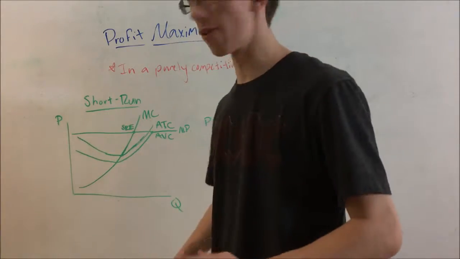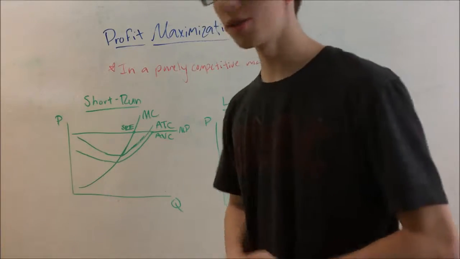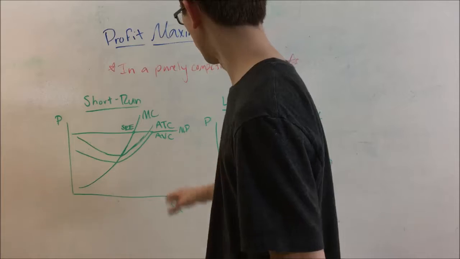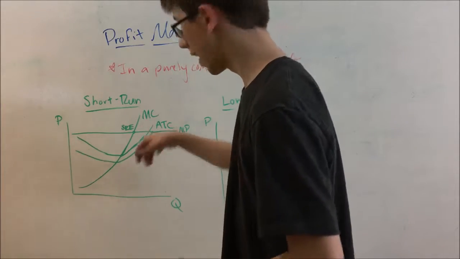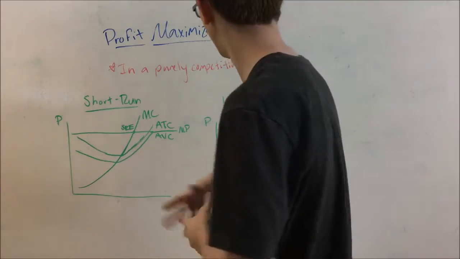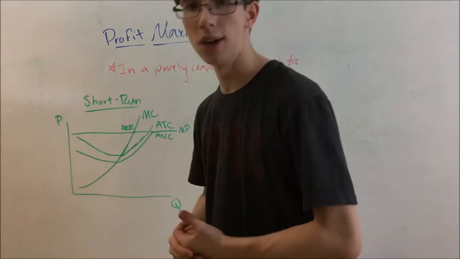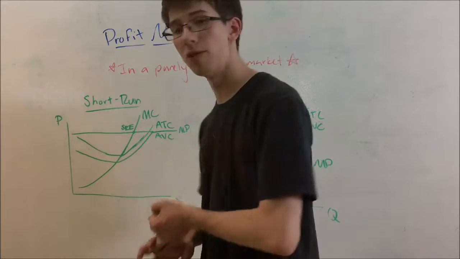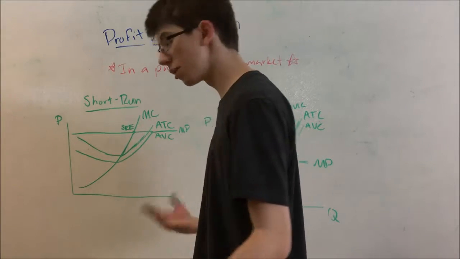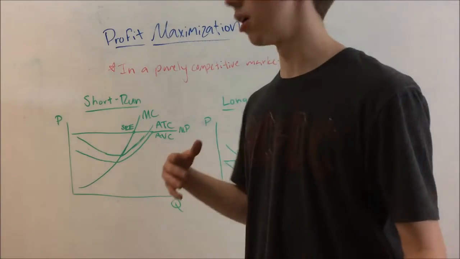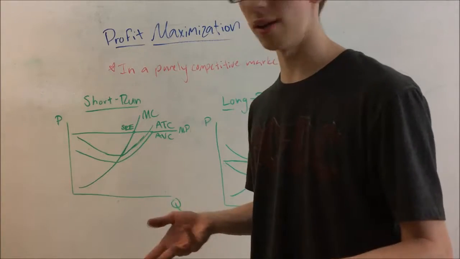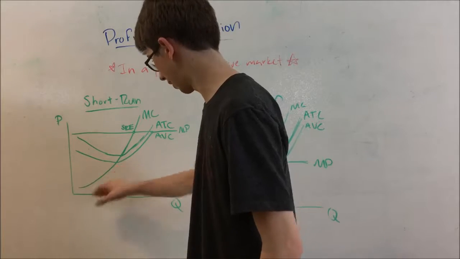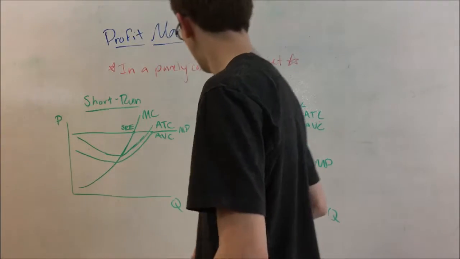In this short run model, we have the marginal cost and the marginal product, all right? Then we also have the average total cost and the average variable cost, all right? Total cost is the cost of all expenses, which includes the average fixed cost and the average variable cost. The average variable cost is pretty much the cost of labor per quantity at each level of Q.